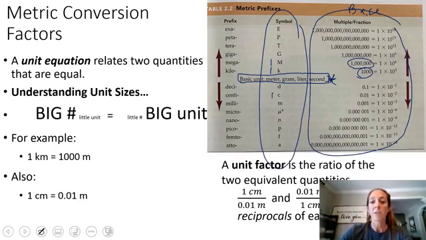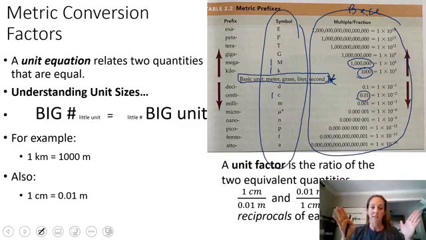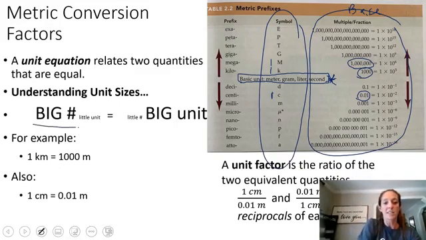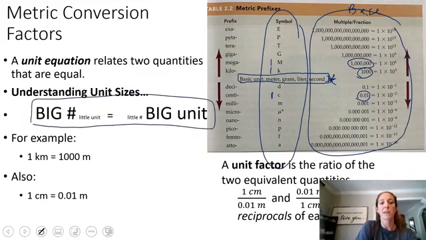1 centimeter, if I go down here, is equal to 100th of a meter. So if you think of a meter stick, a centimeter is just a small little piece of 1 meter. So it would take 100 centimeters to equal 1 meter. Now, let's look at unit sizes. I really like this explanation.